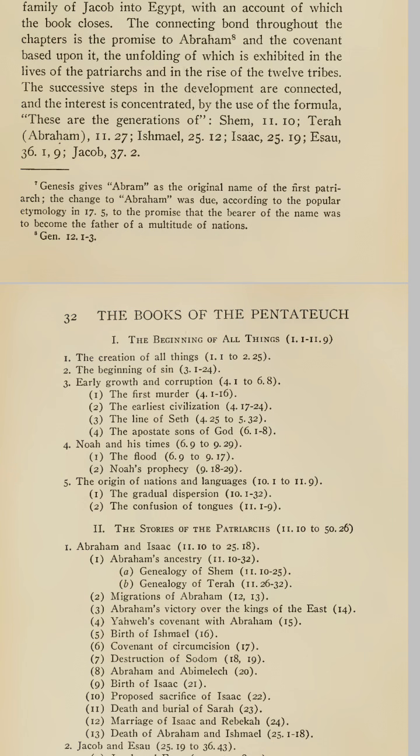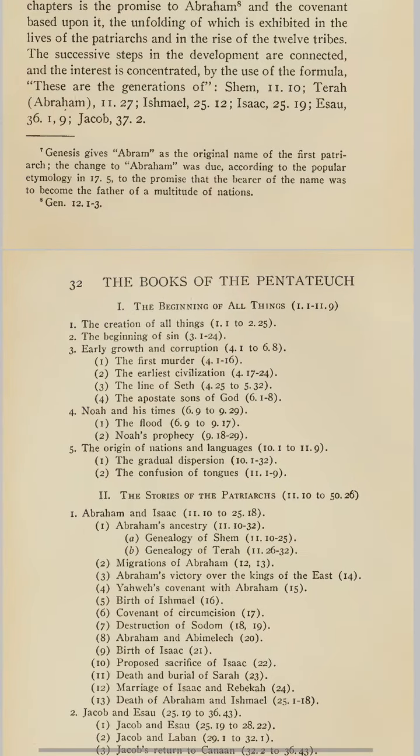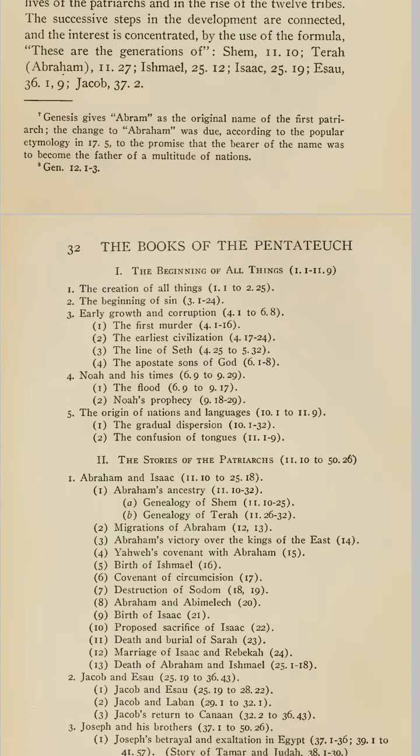The successive steps in the development are connected, and the interest is concentrated by the use of the formula, "These are the generations of": Shem, Terah, Abraham, Ishmael, Isaac, Esau, Jacob. Shem, 11:10; Terah, 11:27; Ishmael, 25:12; Isaac, 25:19; Esau, 36:1, 9; and Jacob, 37:2.